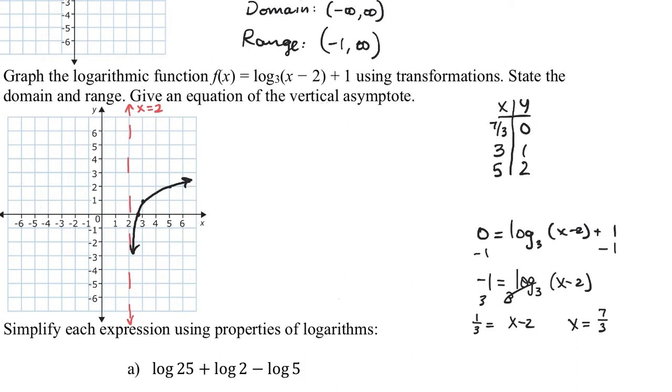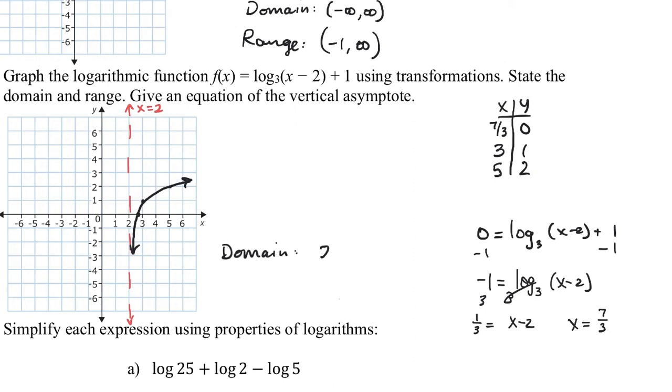Now it also asks for domain and range. Domain now has to do with where this vertical asymptote is. There are no x values to the left of that vertical asymptote, so all of our x values are starting to the right of this vertical asymptote. Now there are no x values directly on this line of x equals 2. The graph is getting closer and closer to this vertical line of x equals 2.